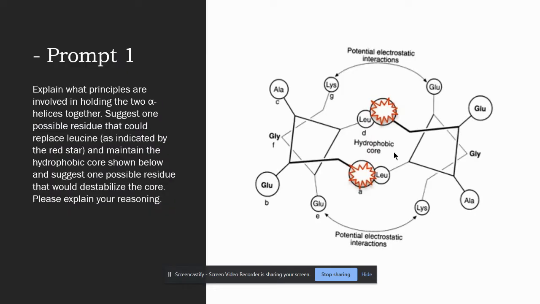We were given a prompt that says, explain what the principles are involved in holding two alpha helices together. Suggest one possible residue that can replace leucine as indicated by the red star, and then maintain the hydrophobic core shown below, and suggest one possible residue that would destabilize the core. And then we are to explain our reasoning.